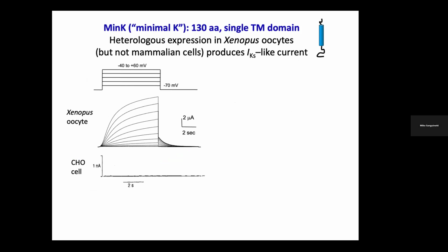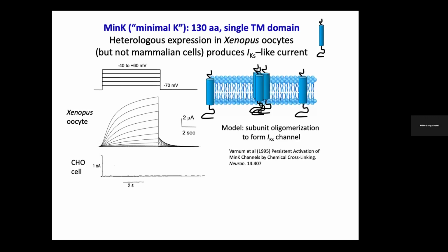We had already known at this time that there was this current or channel subunit called min-K, which was short for minimal potassium, a 130 amino acid single transmembrane domain protein that, when expressed in Xenopus oocytes, but not mammalian cells, shown here, produces a current that looks just like IKs. So it doesn't look like a K channel. I mean, now it seems kind of silly, like, well, that couldn't possibly be a channel.